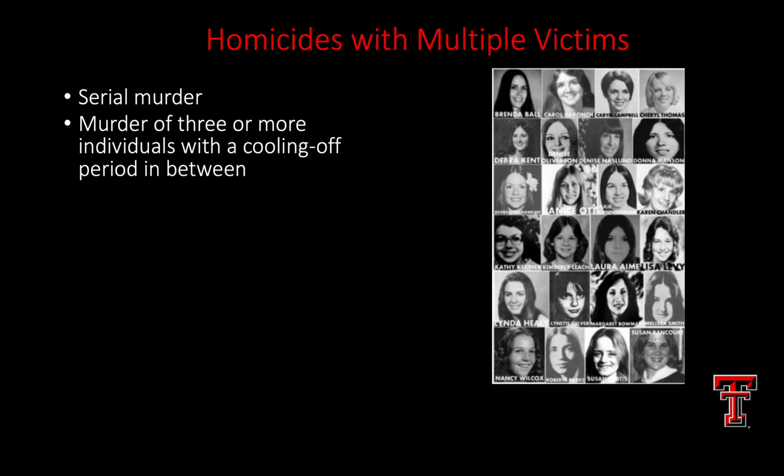Okay, so now we're going to talk about homicides that have multiple victims. The first is serial murder, which I'm sure we're all familiar with. This is a murder of 3 or more individuals with a cooling off period in between. This is not super common anymore, probably because we have better ways of identifying people that would be serial murderers before they are able to kill more than one victim. Better policing with DNA has probably been the reason that there are not as many serial murders as there were in, say, the 60s, 70s, and 80s.